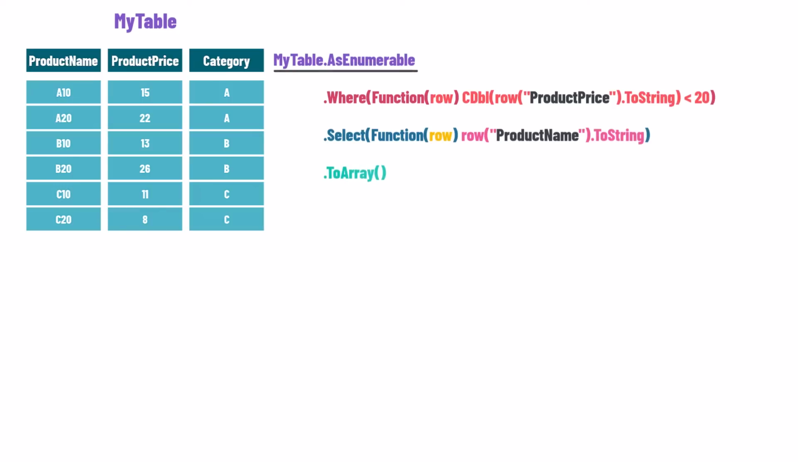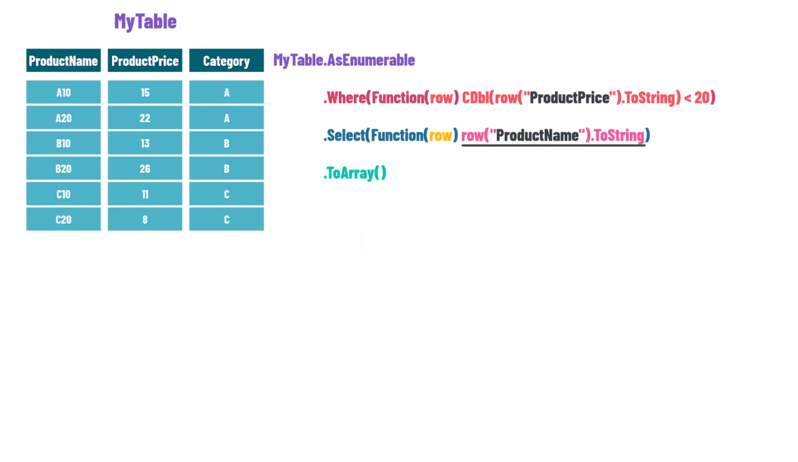First I define the source data, which is the table I want to filter. After that I used the Where method to filter the table, to return only the products with a price smaller than 20. At the end I used the select method to pick out the data I need. First I defined a parameter called row that represents the rows. This parameter can be used like a data row, because it represents data rows. I use the parameter with the column name, product name. This expression returns the content of the column as a string.